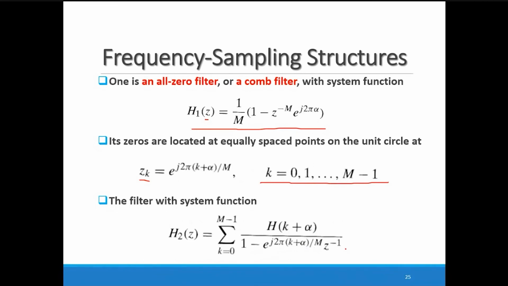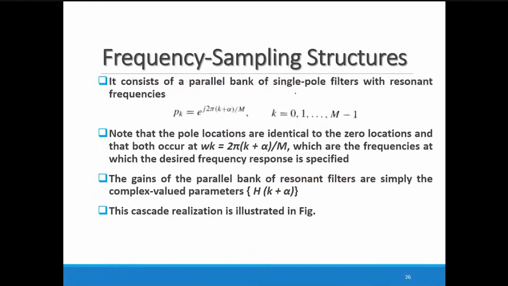Now we discuss the second one. It consists of a parallel bank of single pole filters with resonant frequencies. Here we define this resonant frequency as p of k equal to e raised to j 2 pi (k plus alpha) divided by M, k equal to 0 to M minus 1.